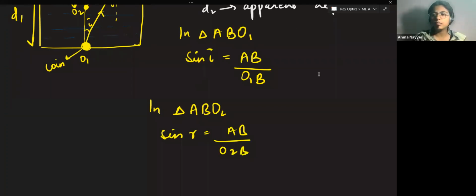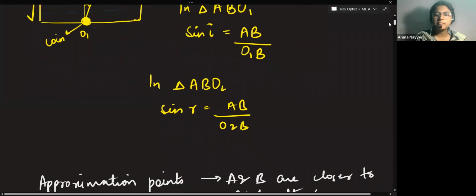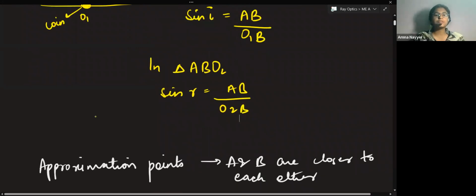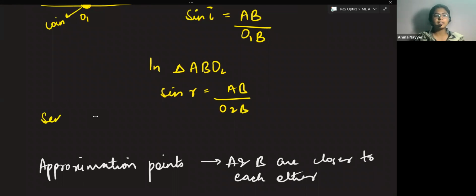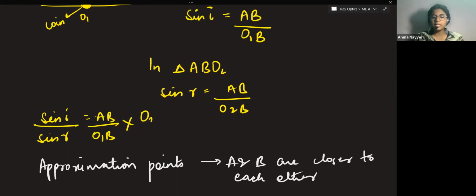Take the ratio, sin I by sin r. If we take the ratio of sin I by sin r, we'll get AB by O1B multiplied by O2B by AB, right? Sin I divided by sin r. So AB, AB gets cancelled.